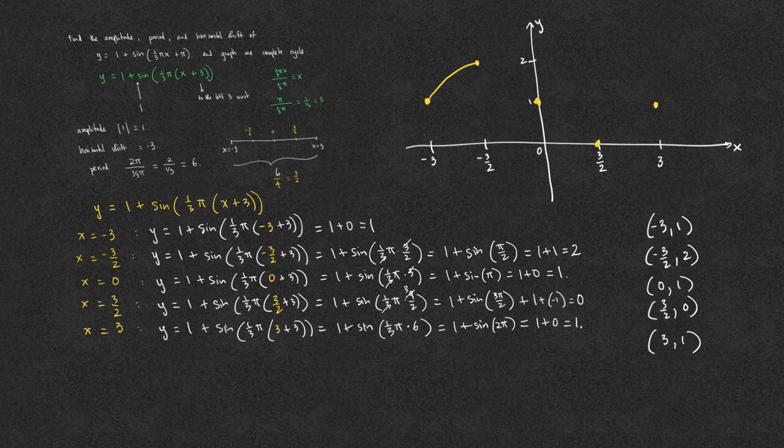Keep in mind that this is a trigonometric graph, and so it should be curvy because it mimics the motion around the unit circle. This is the graph of the given function.